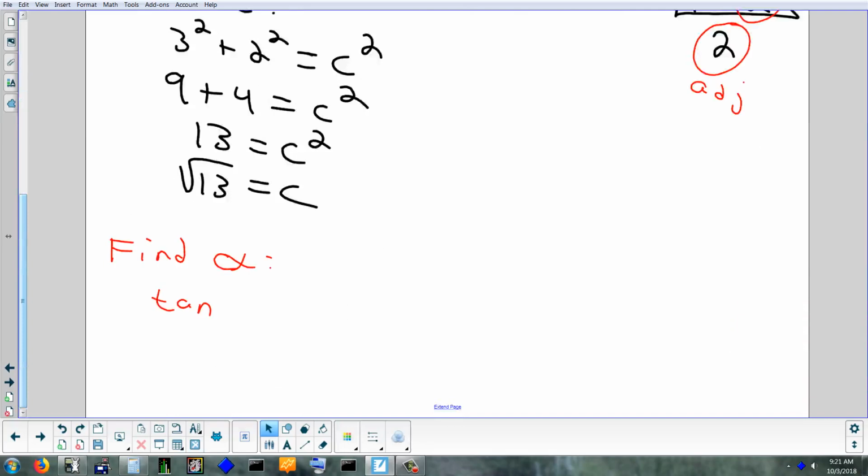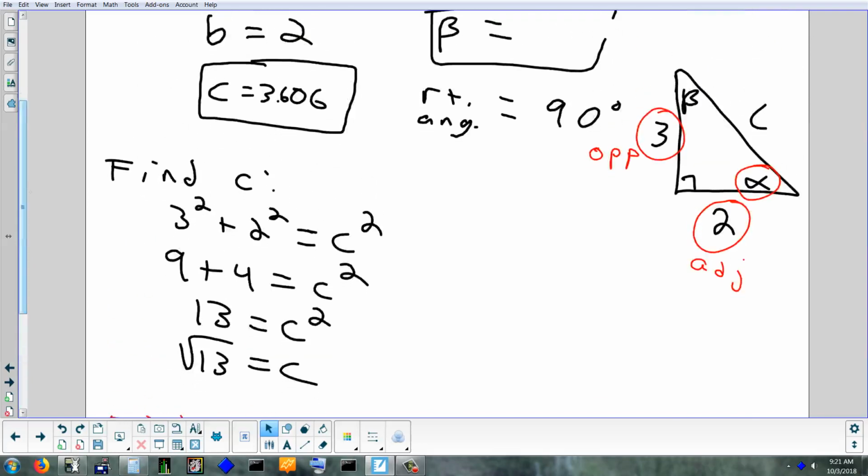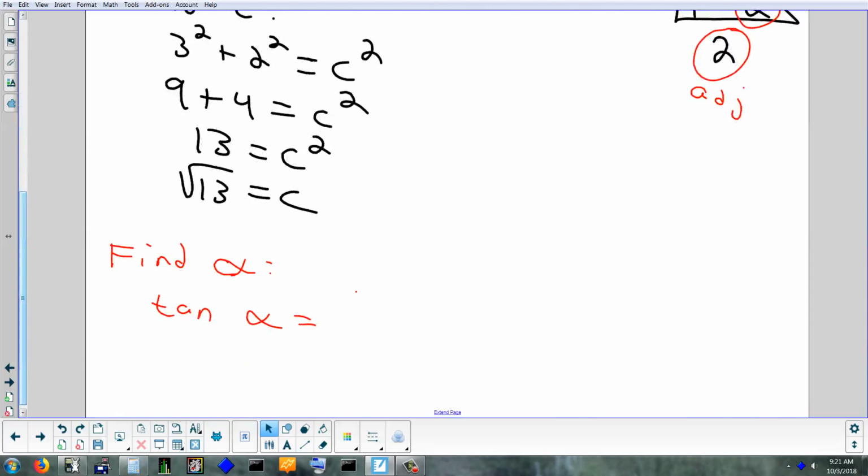So it's tangent of my angle, so tangent of alpha, equals opposite over adjacent, 3 over 2. Now, what's different about that equation? This looks a little different than any other equation we've done so far today. Yep. We're solving for the angle. So we have to get rid of a function.